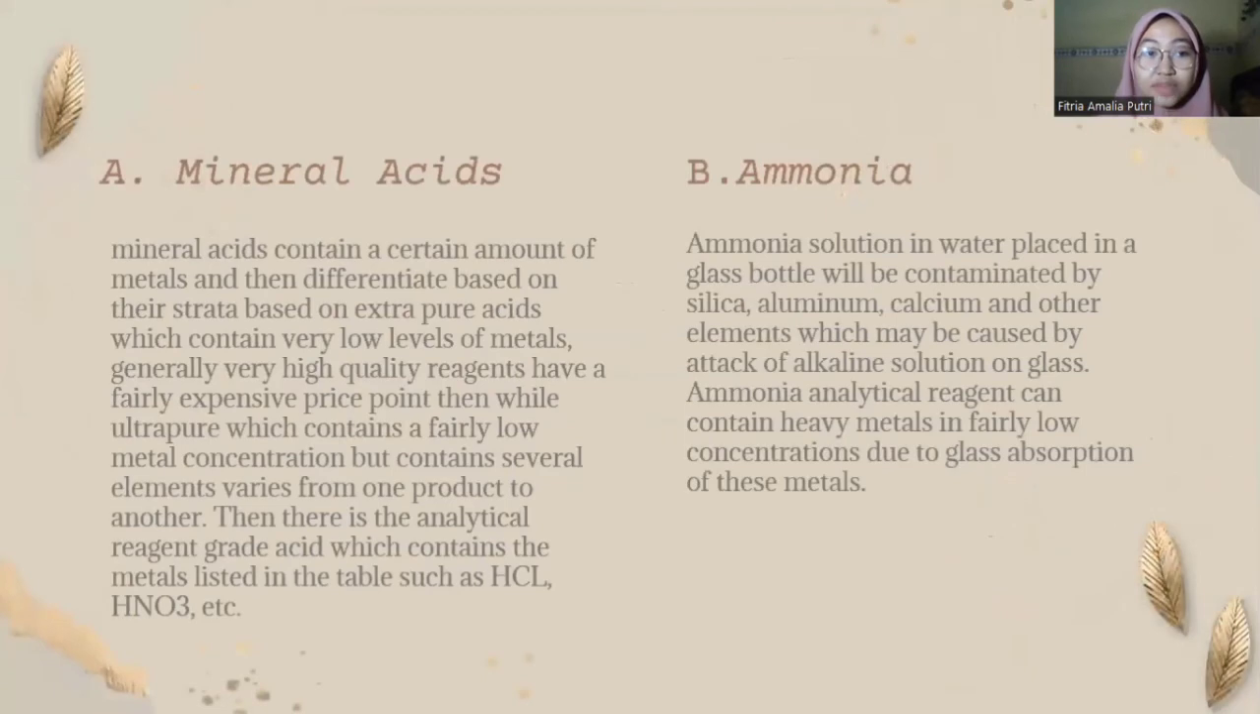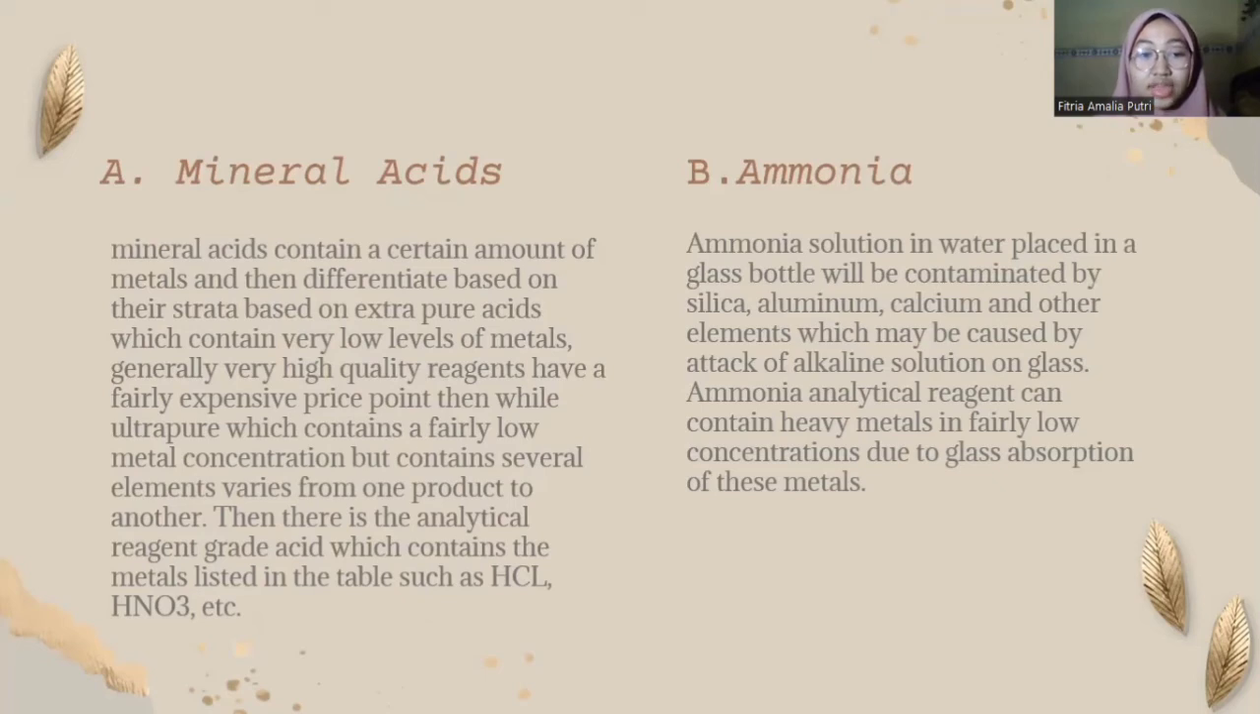The first is mineral acid. Mineral acid contains a certain amount of metals and is differentiated based on grade, such as extra pure acid, which contains very low levels of metals. Generally, very high quality reagents have a very expensive price point, while ultra pure, which contains a very low metal concentration but contains several elements, varies from one product to another.